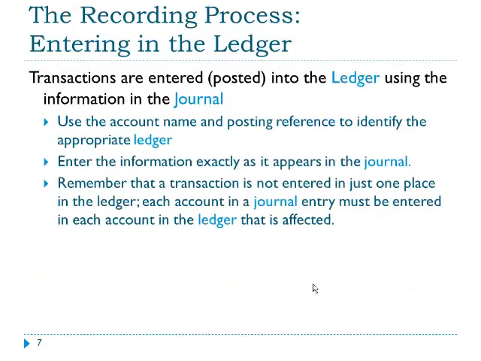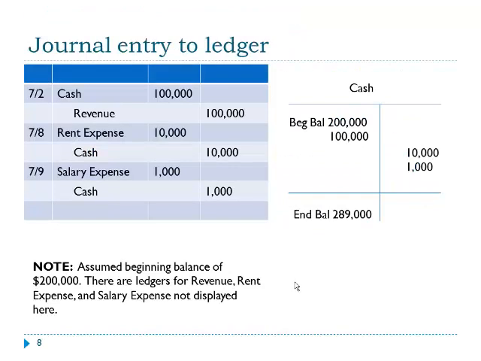Let's look at the features that we need to talk about for a ledger. When transactions are entered into a ledger, it's called posting, and the information is entered exactly as it appears in the journal. The transactions are going to be entered for each line in a journal entry. So if a journal entry has an increase in a building account and a decrease in cash, there'll be one posting to the cash account and one posting to the building account. Here's what it looks like.